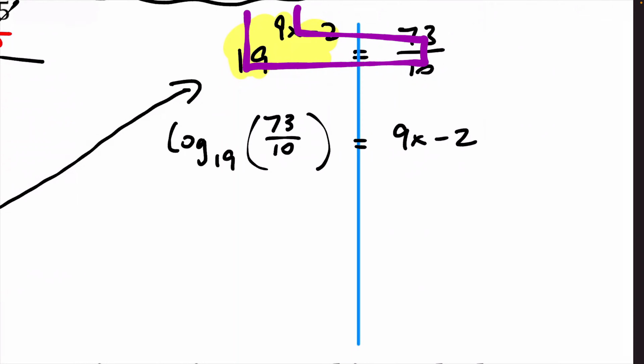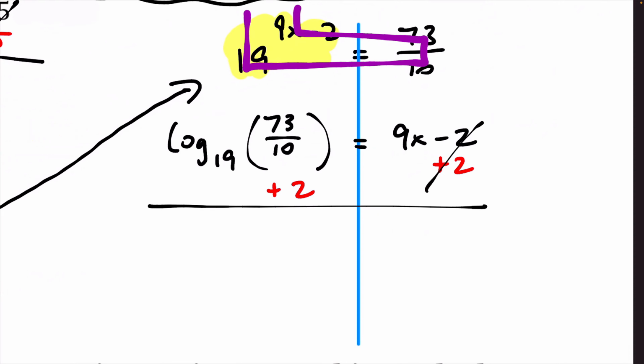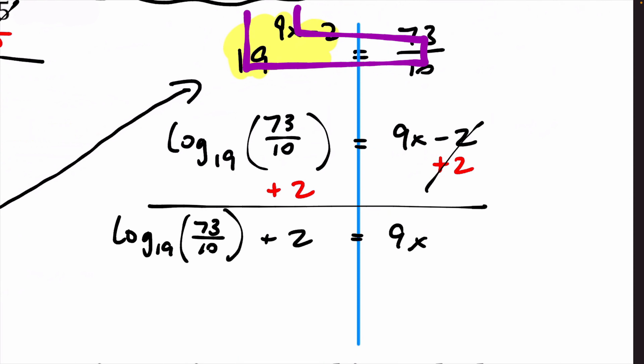Step 3, solve for x. Add 2 this time. Divide by 9. Over here, I'm going to do my 1/9 instead of dividing by 9.